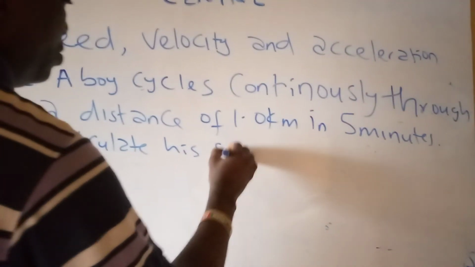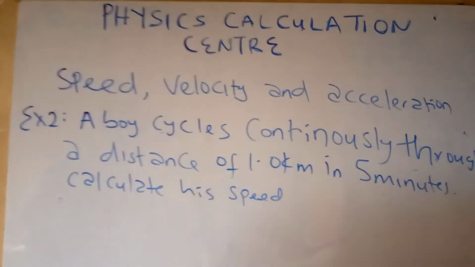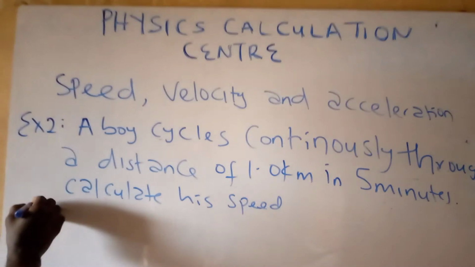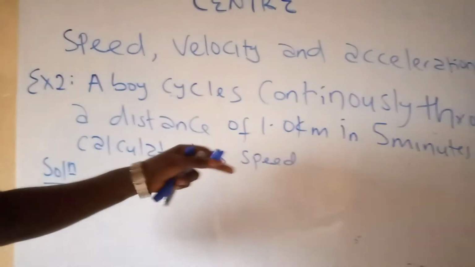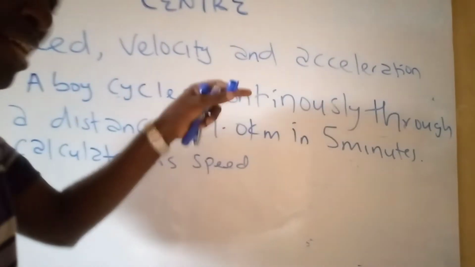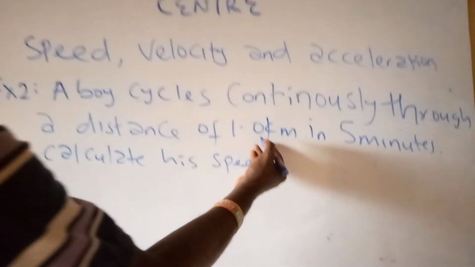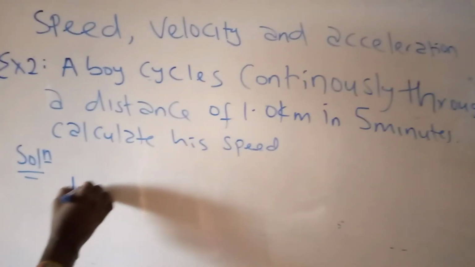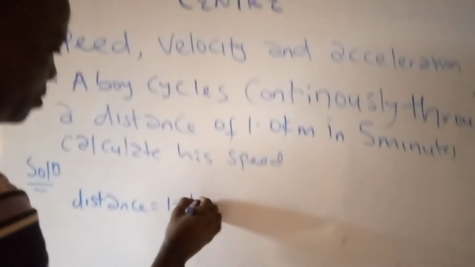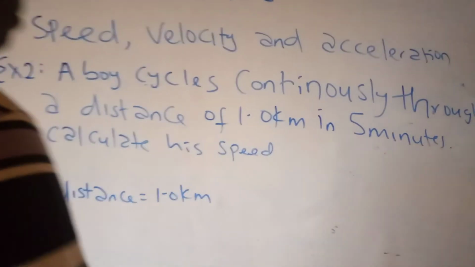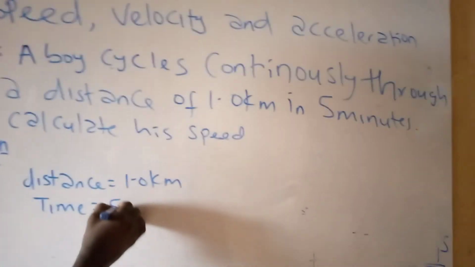I told you the first thing you should write when you are solving a physics question: be cool, just write your solution and write out the parameters you can see in the question. So what are the parameters I can see? I can see kilometers, which means that is distance. I can see time, which is 5 minutes.